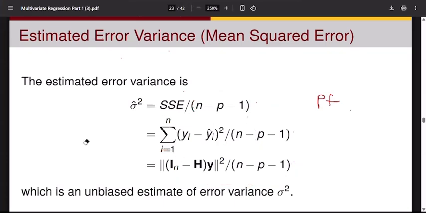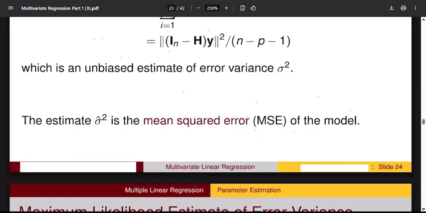And of course, it's an unbiased estimate of σ². We have a population variance, σ², so this can be used to replace that. And we have shown that it's an unbiased estimate for that. Go ahead.